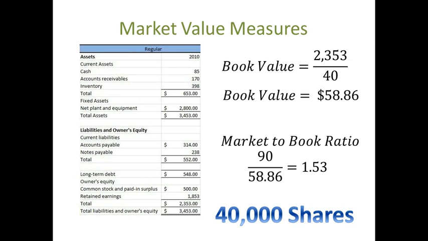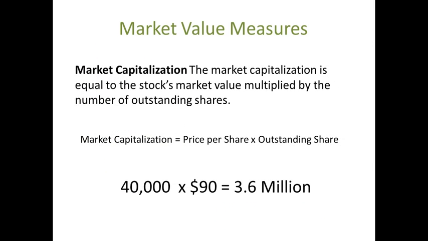Market capitalization. The market capitalization is equal to the stock's market value multiplied by the number of outstanding shares. This is an important figure for any possible buyer of all the outstanding shares in merger or acquisition cases, because it tells them the minimum amount of money they would need to come up with in order to buy out the company. The formula is price per share times shares outstanding, which is $90 times 40,000 shares.